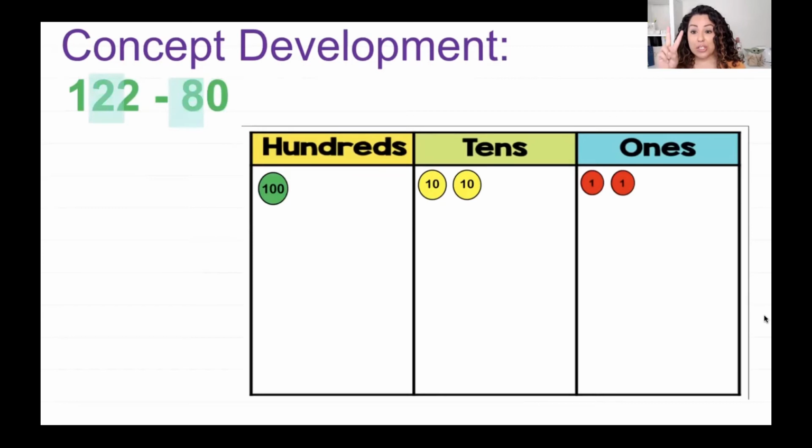I have 2 tens in my top number, and I have to take away 8 tens. Do I have 8 tens to take away? Well, let's see. I have 2 tens, and I need to take away 8. I don't have enough tens, but that doesn't mean that this problem is impossible. What it means is that I have to unbundle.